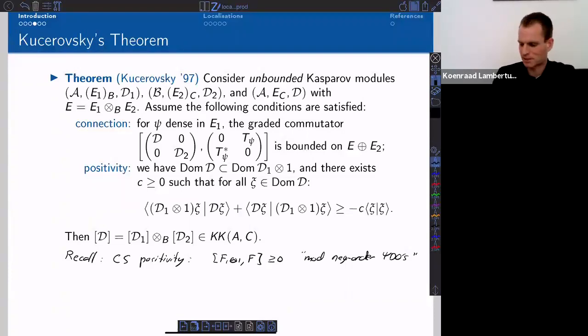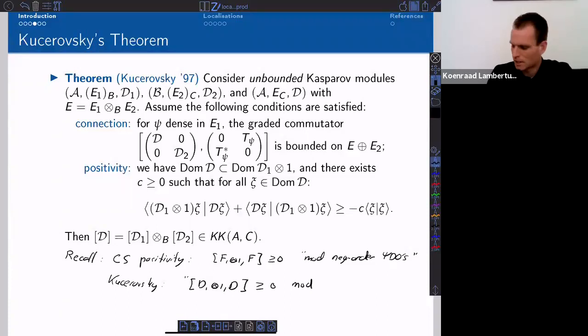So if you compare this with Kucerovsky's positivity condition, let's pretend there's no domain issue and we just write down the commutator of D1 with D. Then Kucerovsky requires this commutator to be positive. And here on the right-hand side, we just have something bounded. So this is positive modulo bounded operators. And let's say in the context of differential operators, this means positive modulo zeroth order operators.